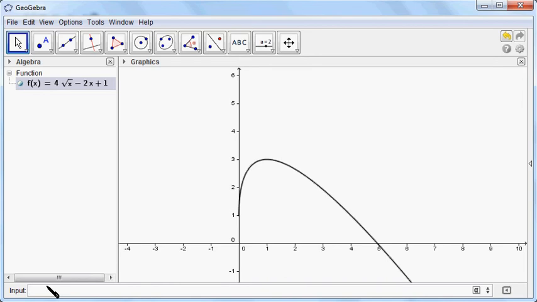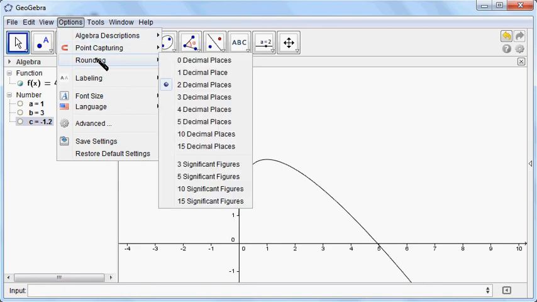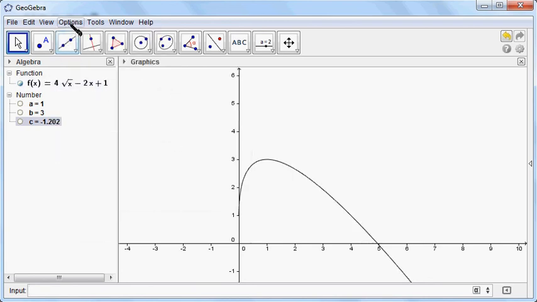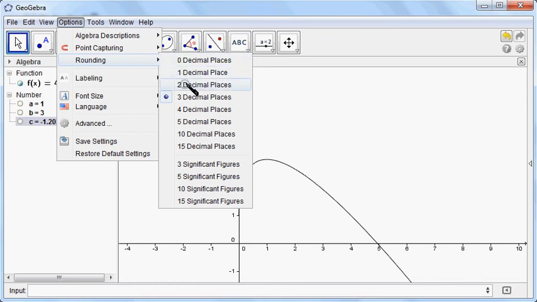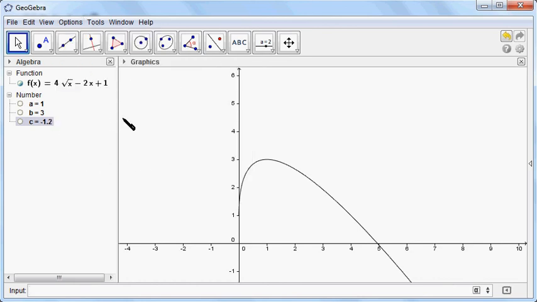Then we can actually evaluate f of 0 as well. F of 0 is 1. F of 1 is, of course, going to be 3. F of 6 is going to be negative 1.2. But we have to change the precision. If you go up here, options, then rounding, and 2 decimal places. Actually, let's do this one, so that will give you 3 decimal places, and if we wanted, it's just 1.20.